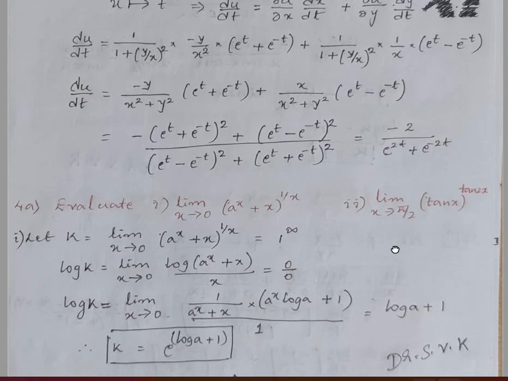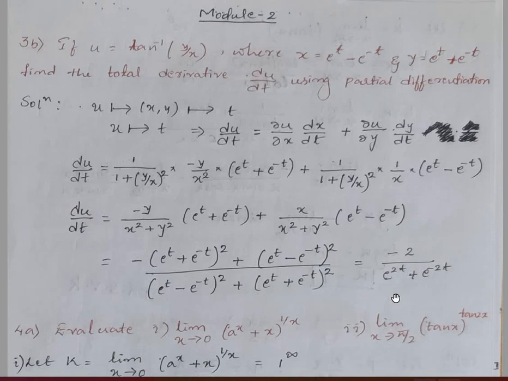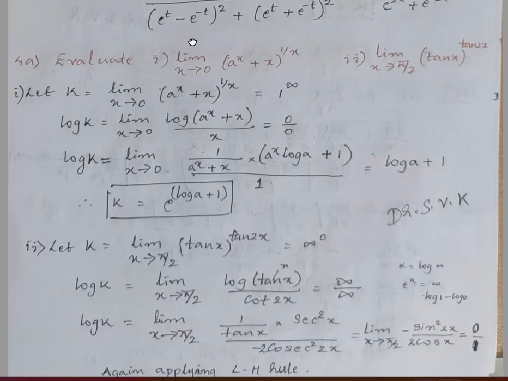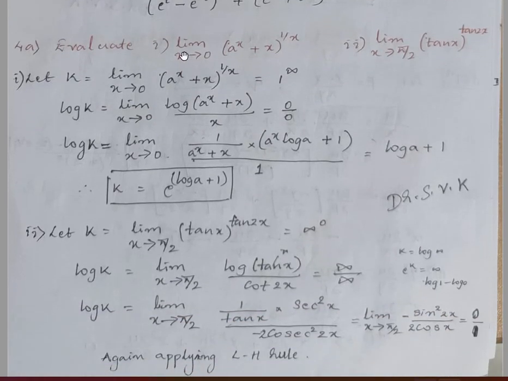Now moving on to 4a. It is L'Hopital rule, LH rule. It is a very important problem. Limit as x tends to 0, (a power x plus x) whole power 1 by x. Defining that value as k, if I apply the limit as x tends to 0, a power 0 is 1 plus 0 is 1, power 1 by 0 is infinity.